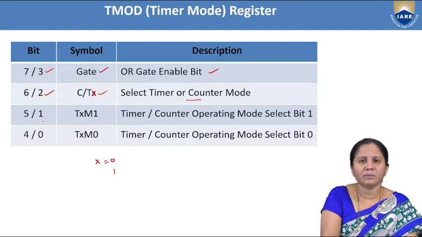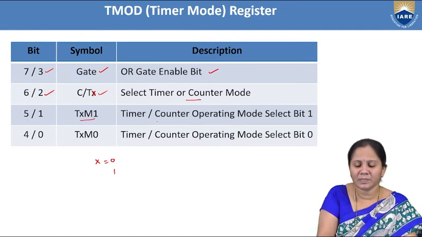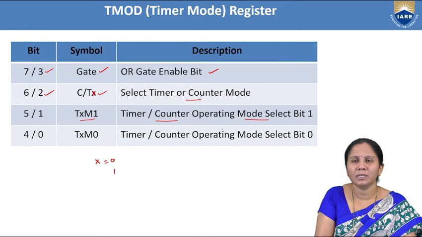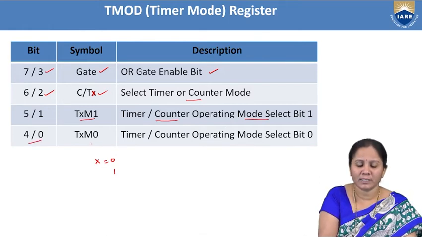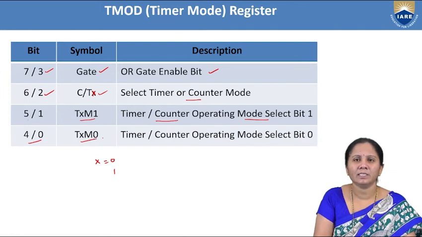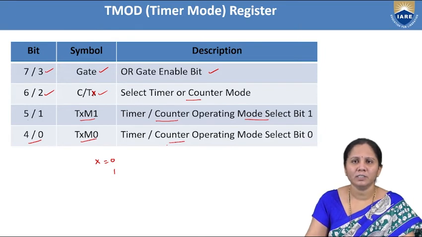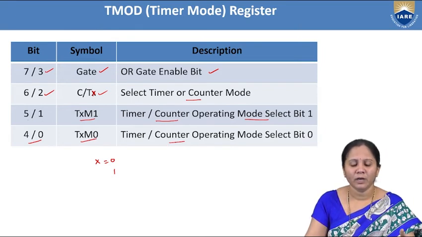And the 5th and 1st bits are the same. It is TXM1, which represents timer counter operating mode select bit 1. And the other ones are bits 0 and 4. They are the same, which indicates TXM0. That bit indicates timer counter operating mode selection bit 0. So whether to select timer or counter, once it is selected, it has to be operated in which mode.